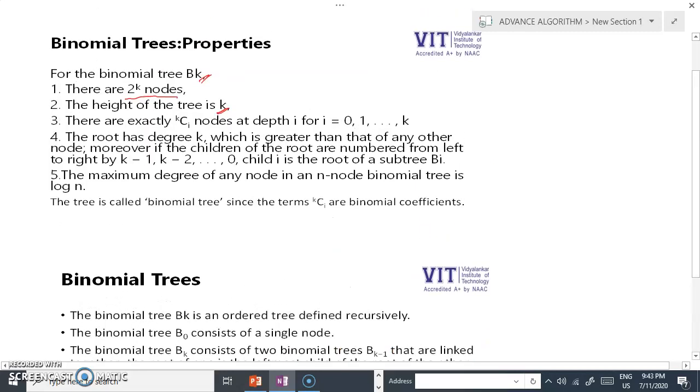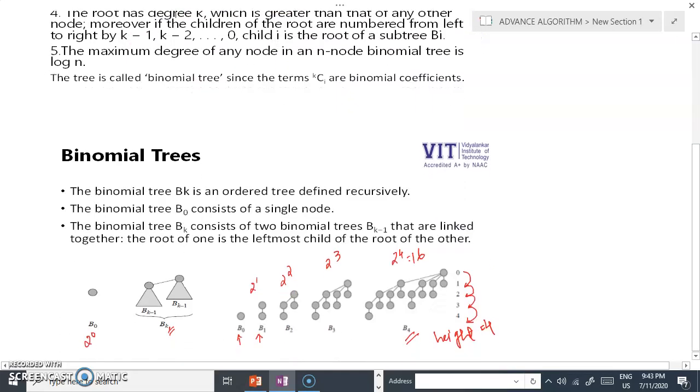The second point: there are exactly kCi nodes at depth i. Please try to understand. There are exactly kCi, that's a combination, nodes at depth i. Now let's talk about depth level 3. What is the k value here? 4. So it is 4C3.